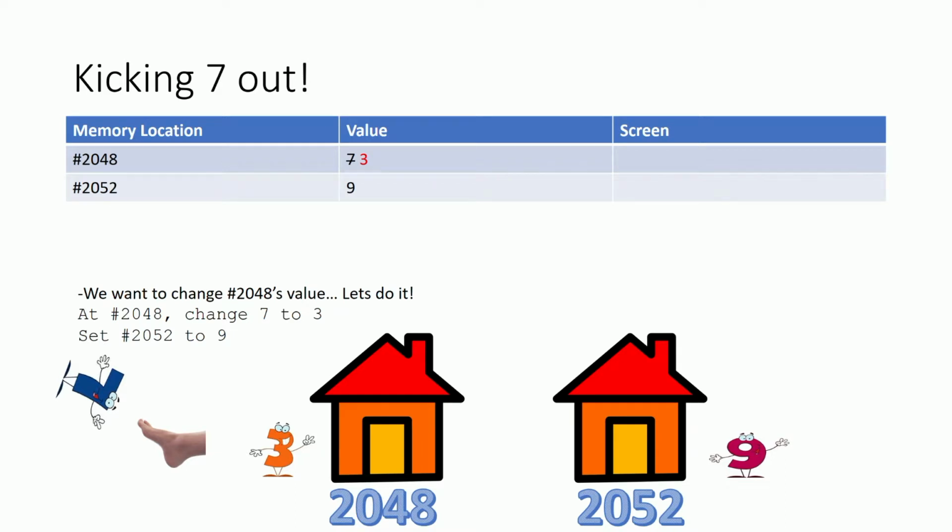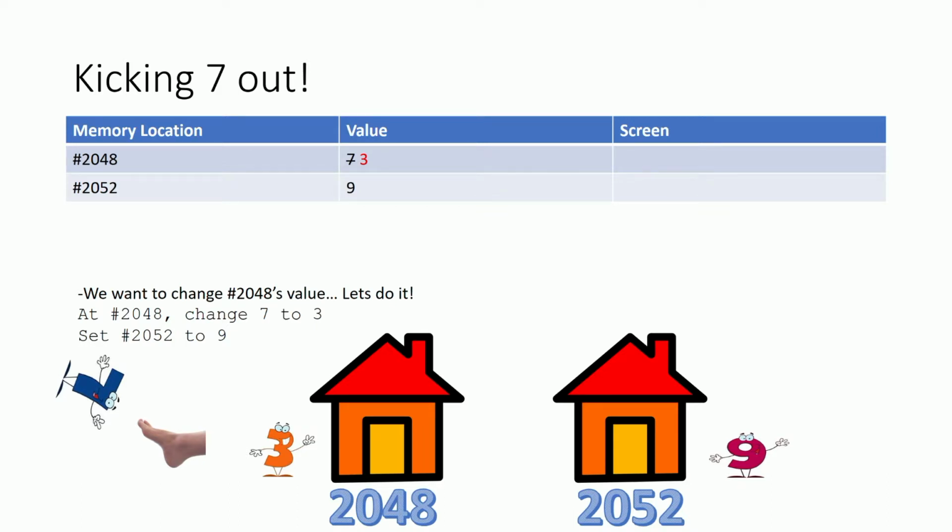But the problem we're running into is that we did all of that behind the scenes. So when we ask the program to execute, it will say, okay, we'll set 2048 to 3 and 2052 to 9. Bam, and the program exits. Well, that's a problem because the user wants to see those numbers, and we're not showing them those numbers. So how are we going to show the users those numbers?